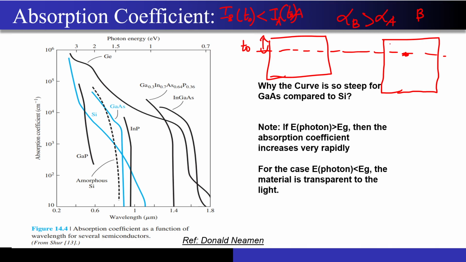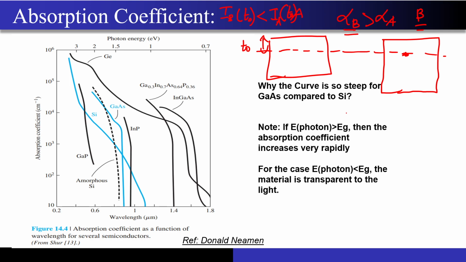And why does that happen? Because my semiconductor material B has a higher absorption coefficient. It is absorbing the light more efficiently compared to case A, right? So now I have given you an intuitive feeling of the absorption coefficient, but now let's look at what is actually happening. First of all, you should note that only if the energy of the photon is greater than Eg is absorption possible.